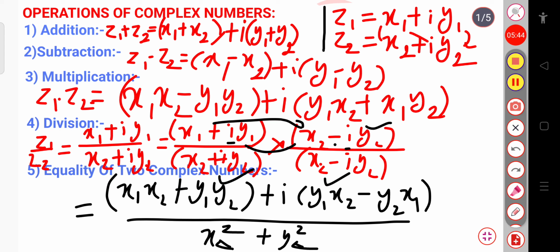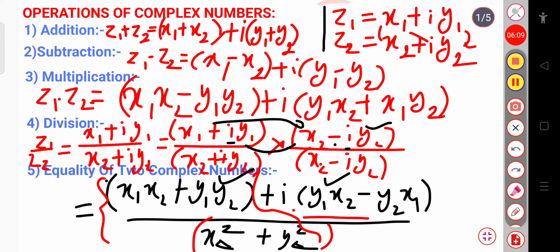Now you can separate these two equations. That is x1, I am writing, this is simply x1 plus x2 plus y1 into y2 divided by x2 square plus y2 square, plus this will be again iota times y1 into x2 minus y2 into x1 divided by this much, x2 square plus y2 square, okay.